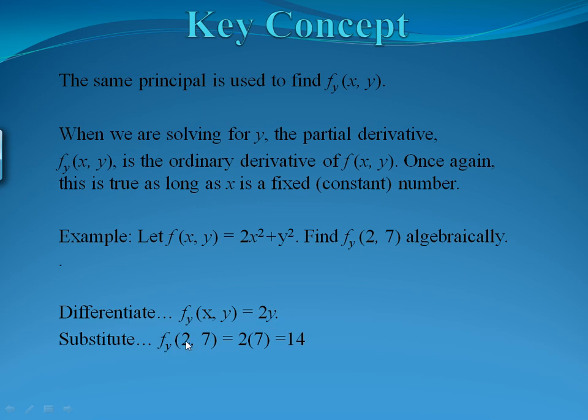Now, we're going to plug in a 2 whenever we see an x, and a 7 whenever we see a y. There's no x's, so we just plug in the 7. Plugging in a 7 here, 2 times 7, gives us 14. So the partial derivative with respect to y at (2, 7) is 14. Notice that that's a different number than we got when we did the partial derivative with respect to x. Now, let's look at some more examples of how to calculate these partial derivatives.